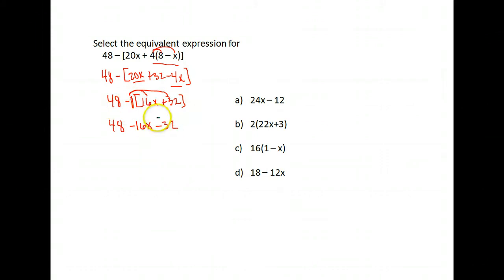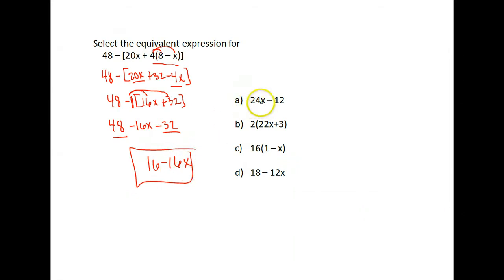We've removed all of our parentheses and brackets. We just look one more time for like terms, and notice we have here a 48 and a 32. They're just plain numbers, so we go ahead and combine those. 48 minus 32 leaves us with 16. So we have 16 and a negative 16x. This is our value. We want to find which is equivalent to it.